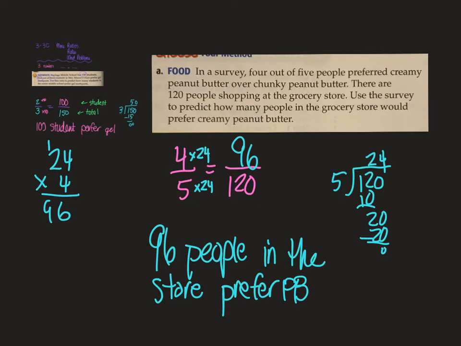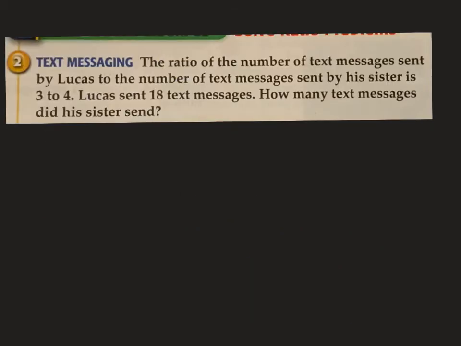How many prefer creamy, not just normal peanut butter, but creamy peanut butter? All right, if we read this question and try to find our three numbers, we're going to run into a little problem, but it's not going to be a problem for long. The ratio of the number of text messages sent by Lucas to the number of text messages sent by his sister is 3 to 4. So they almost send the same amount, but it looks like the sister is texting a little more than Lucas is. Lucas sent 18 messages.